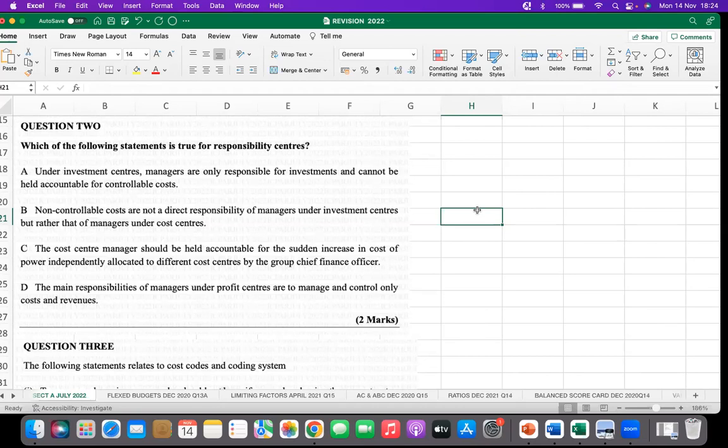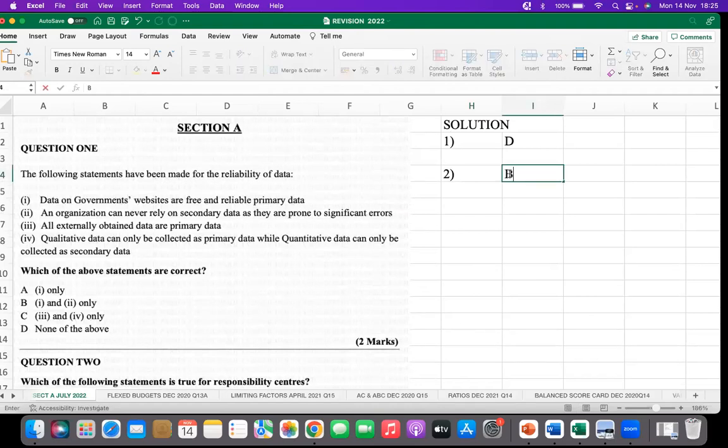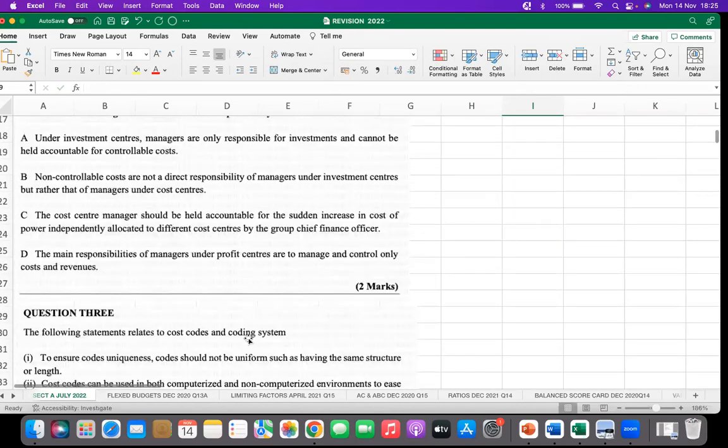D, the main responsibility of managers under profit centers is to manage and control costs and revenues. That is true. The responsibility of a profit center manager is to manage costs incurred and also revenue earned. So I was just guiding you on how to answer the question. In that question, you should choose D as your answer. So I'll skip the remaining theory questions.